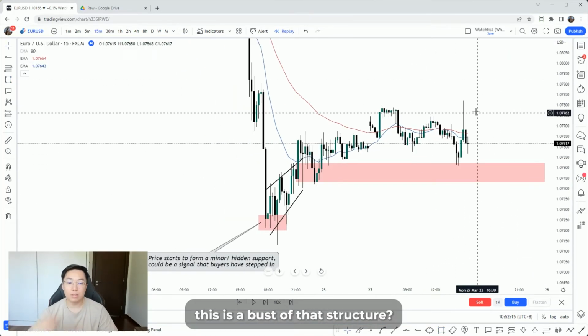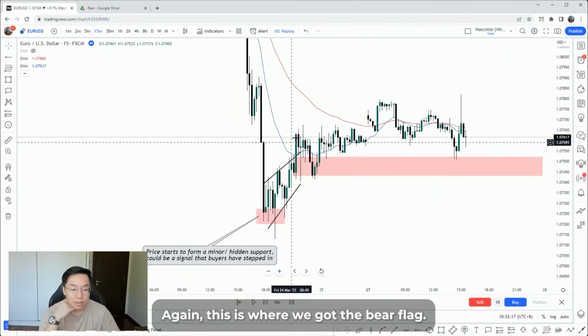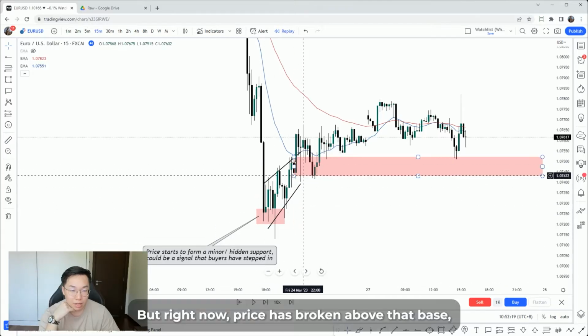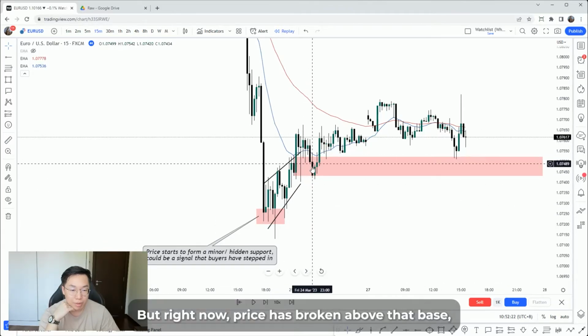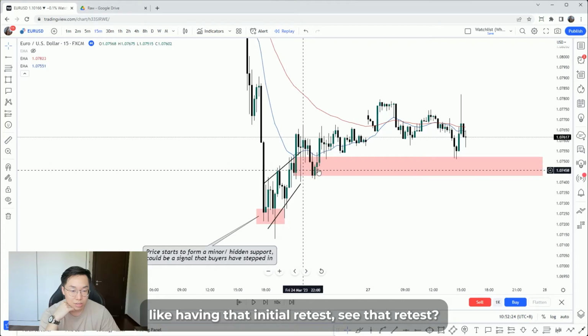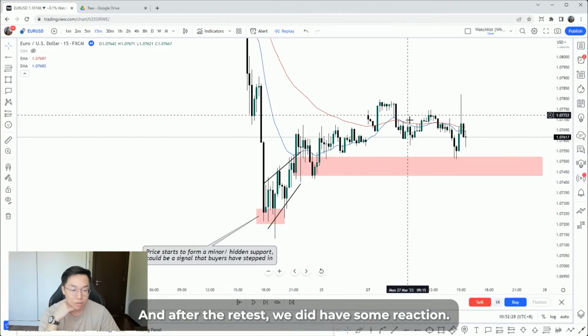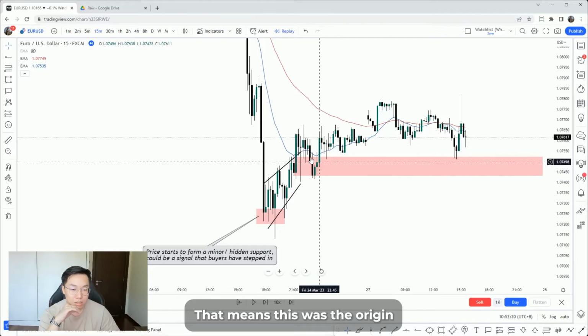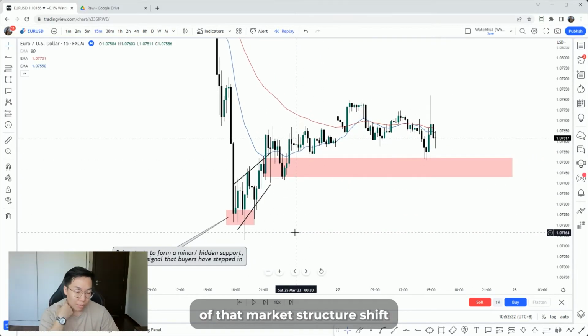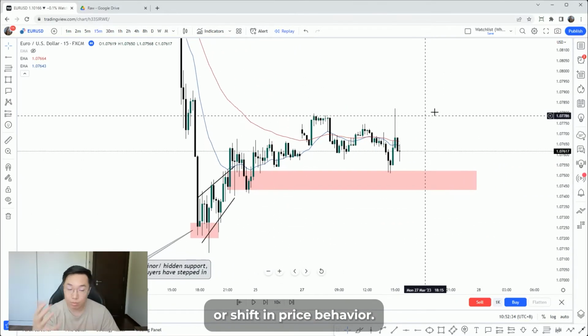Why do I say that this is a busted flag structure again? This is where we got a bear flag. But right now, price has broken above that bear flag, having that initial retest. See that retest here? Yep. And after the retest, we did have some reaction. That means this was the origin of that market structure shift, or shift in price behavior.